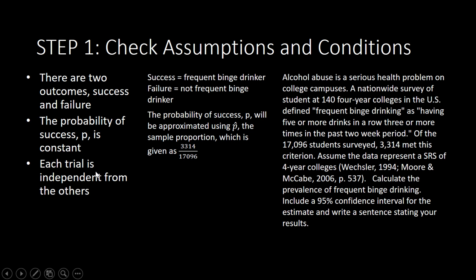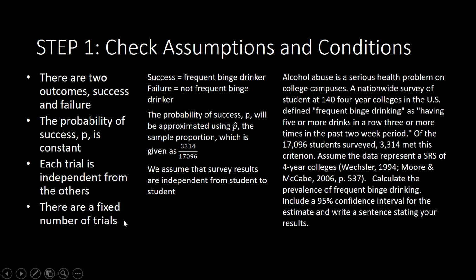Next, we need to know that each trial is independent from the others. Here we have to assume that the survey results were independent from student to student. In other words, the results of one student did not influence in any way the results from another student. There also needs to be a fixed number of trials. In this case, we are told that the number of trials is 17,096.